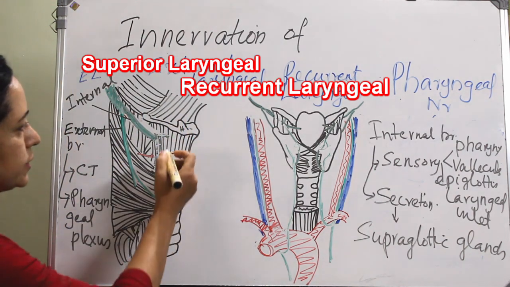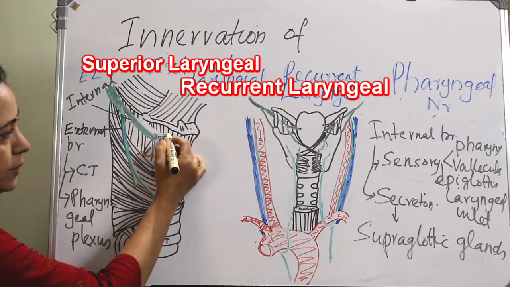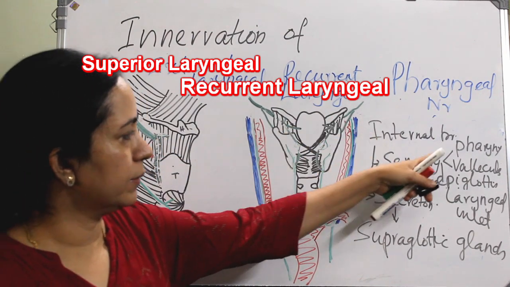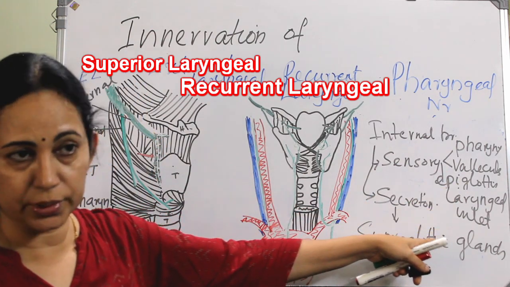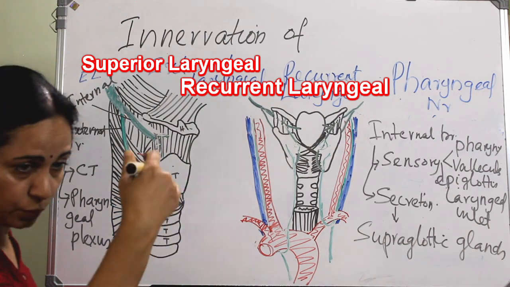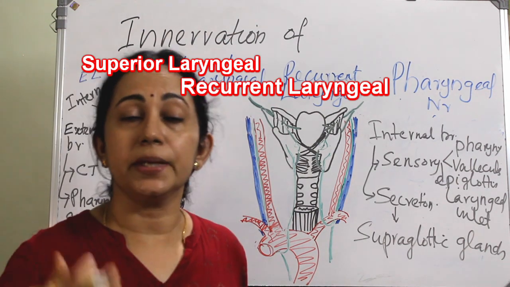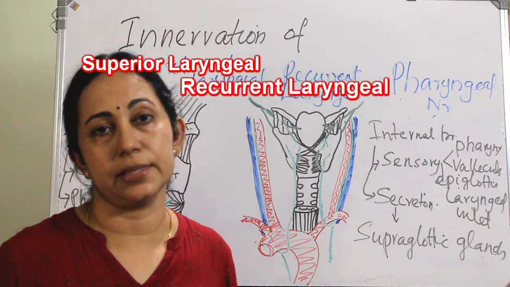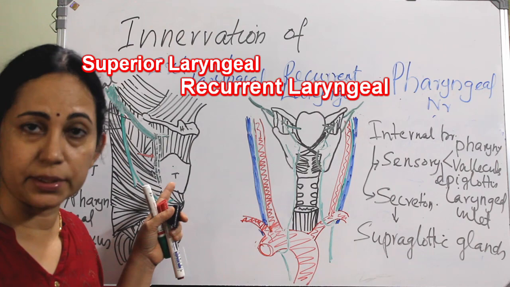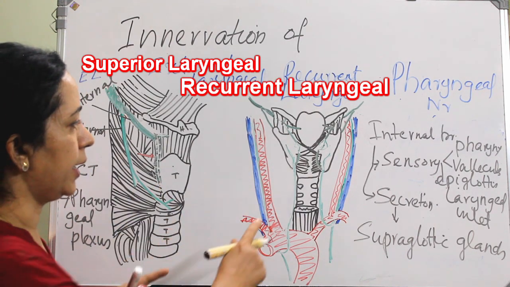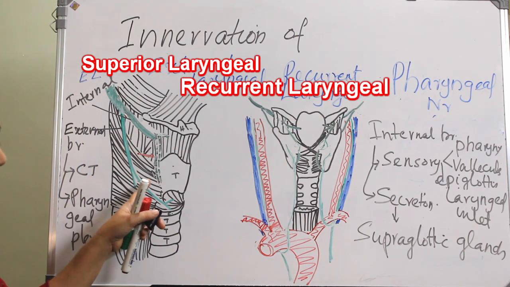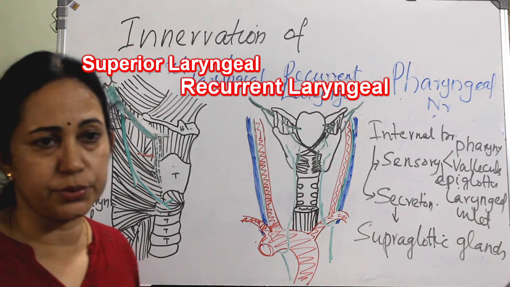And actually, it has got three branches, and first two branches supply the pharynx, vallecula, epiglottis, and also the laryngeal inlet. And this third branch goes downwards along the medial wall of pyriform sinus and supplies the mucosa there. And that forms an anastomosis with the recurrent laryngeal nerve, that I will tell you. So I hope it is clear to you.